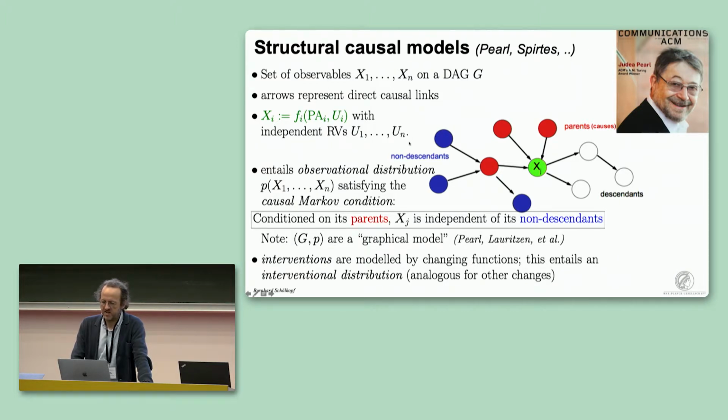So if we specify now the distributions over the noise variables, then the whole thing implies a distribution which we call the observational distribution, a joint distribution over all variables. And this distribution inherits some interesting properties from the topology of this graph. It can be captured in terms of the so-called causal Markov condition. So it turns out that this graph has particular conditional independence properties. And the graph, together with this observational distribution, is also called a graphical model.